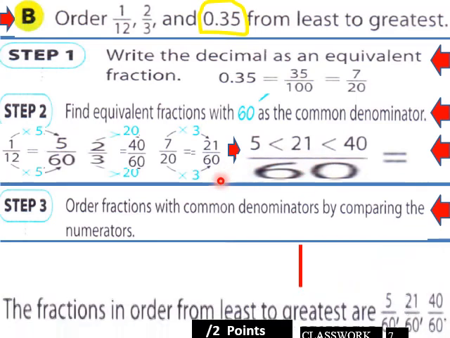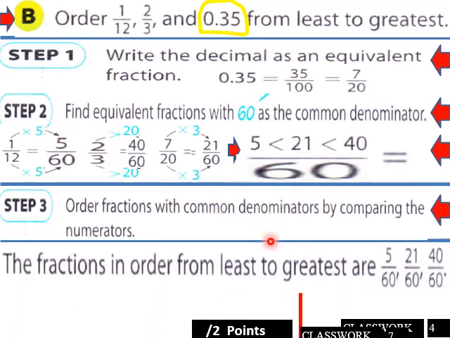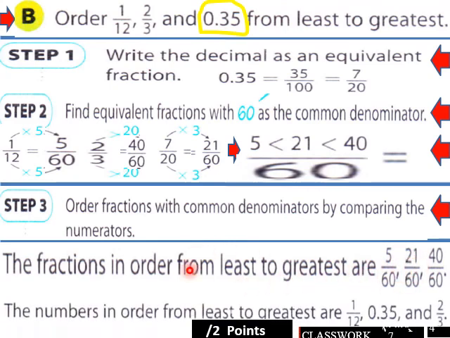All over 60 equals what? Fractions in order from least to greatest are 5, 21, and 40, all over 60. The numbers in order are 1/12, 0.35, and 2/3. So 1/12, 0.35, and 2/3 from least to greatest.